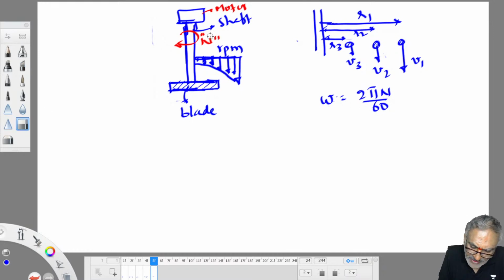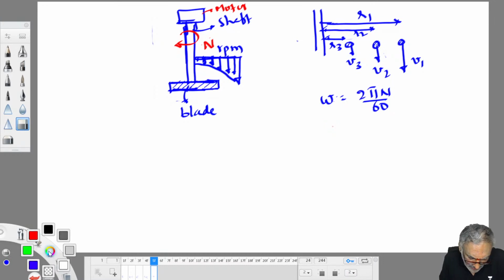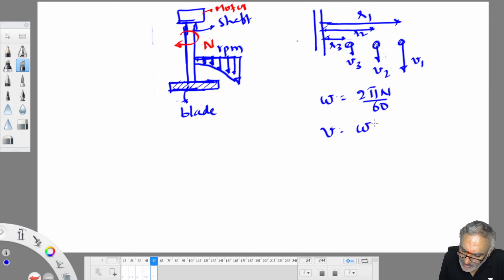So if you know the speed with which the shaft rotates, you can find out omega, the angular velocity. It rotates at N rpm. One rotation covers 2 pi radians, N rotations cover 2 pi N radians per minute, which we convert into seconds by dividing by 60. So V is equal to omega into R: angular velocity into radial distance is equal to linear velocity. As R increases, V also increases. So as you go away from the center of the shaft, the velocity keeps changing. The slope of that velocity profile is called velocity gradient.